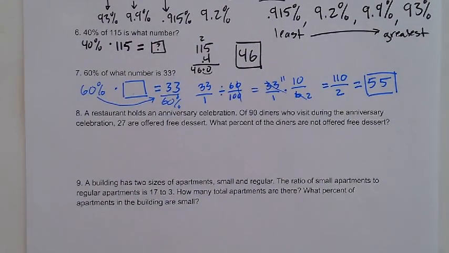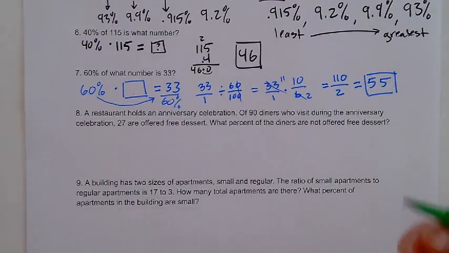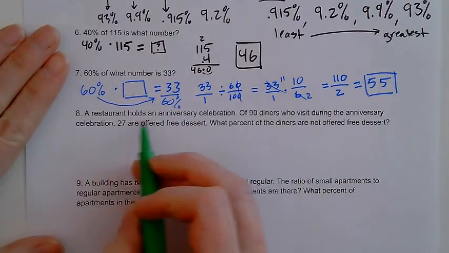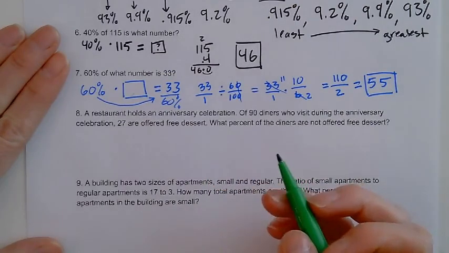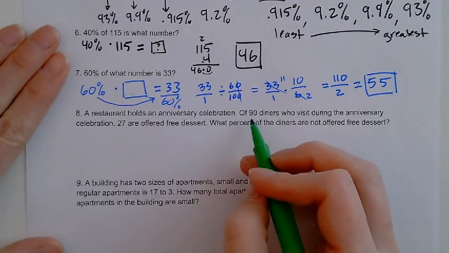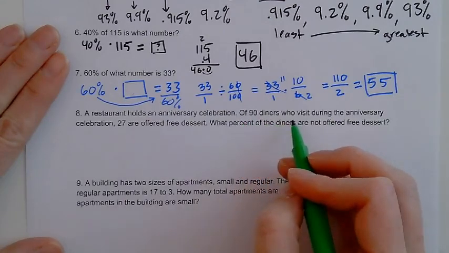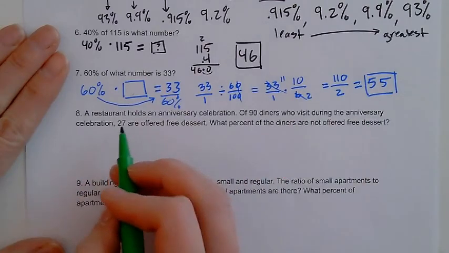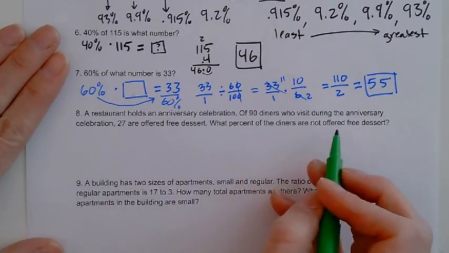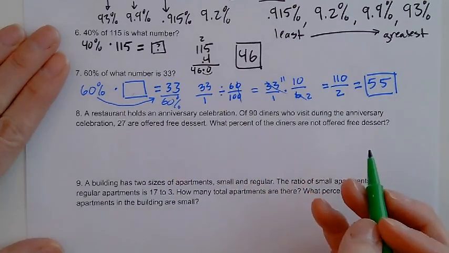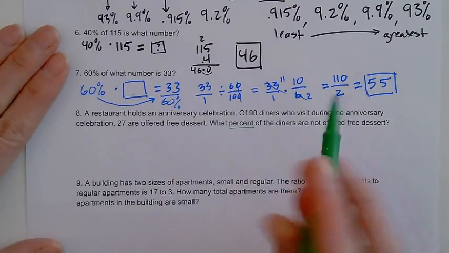I'm going to keep switching colors to make everything a little more obvious. Okay. A restaurant holds an anniversary celebration. Cool. That doesn't tell me anything about math. It's just a nice anecdote. Of 90 diners who visit during the anniversary celebration, 27 are offered free dessert. What percent of the diners are not offered free dessert? What am I trying to find here? Percent. Should be obvious because neither of the numbers I'm given are currently a percent.